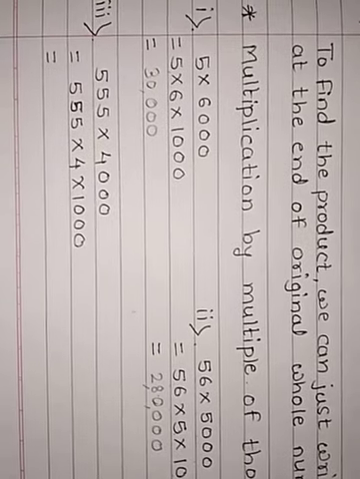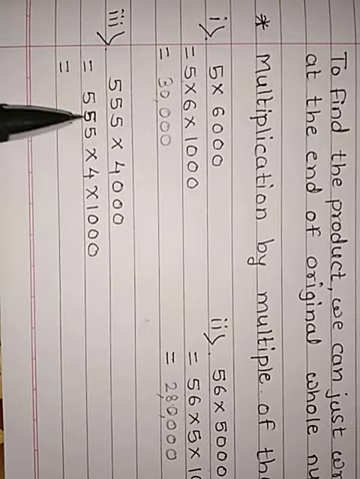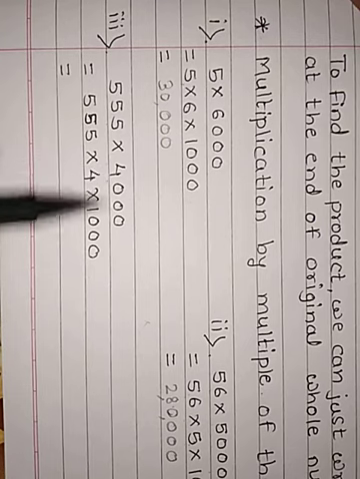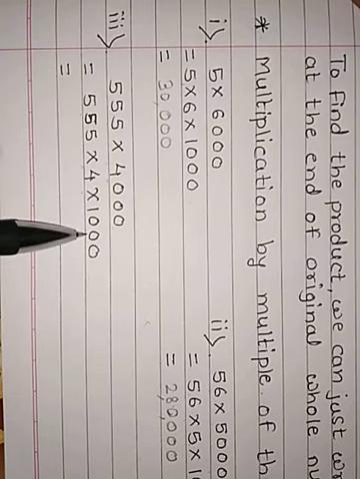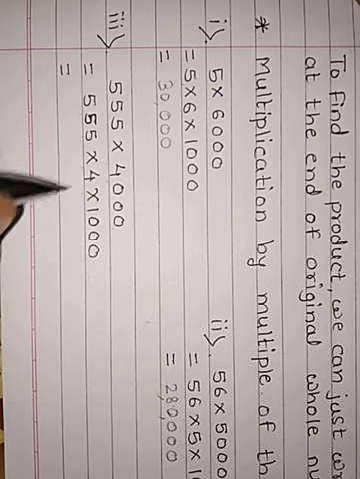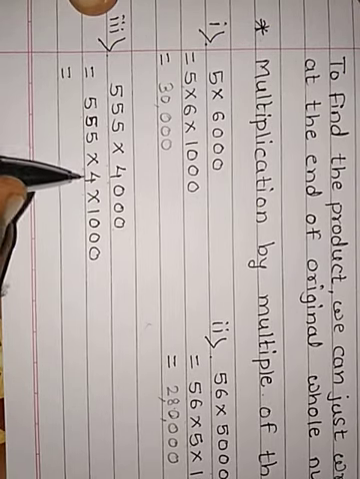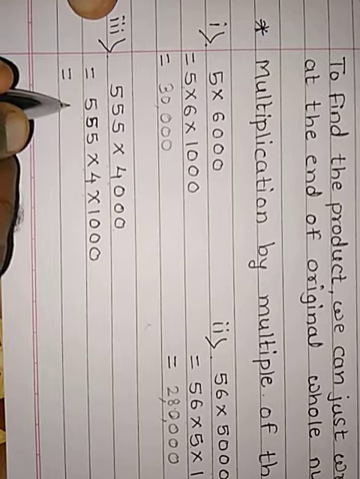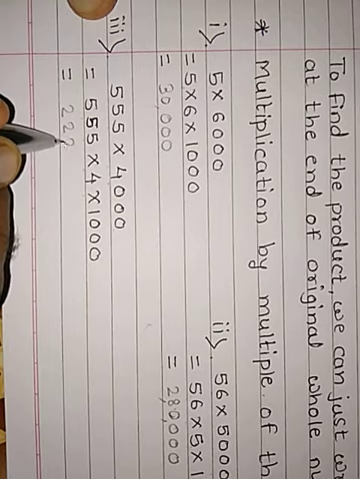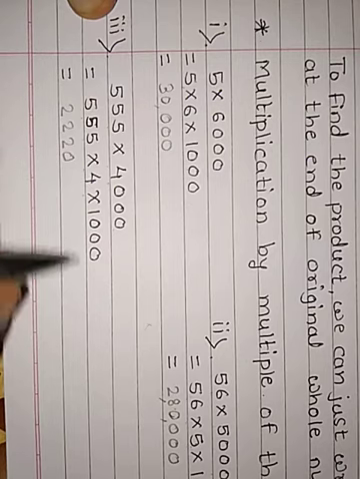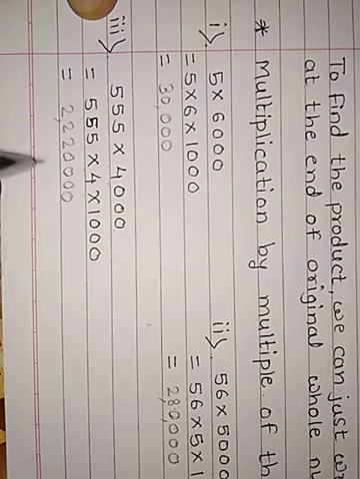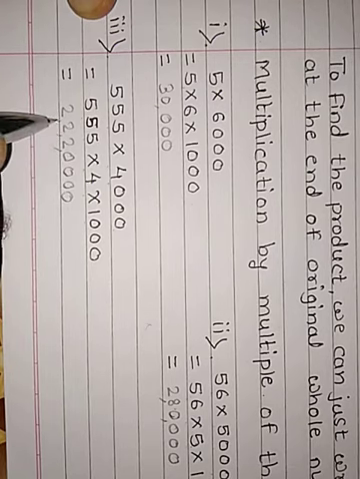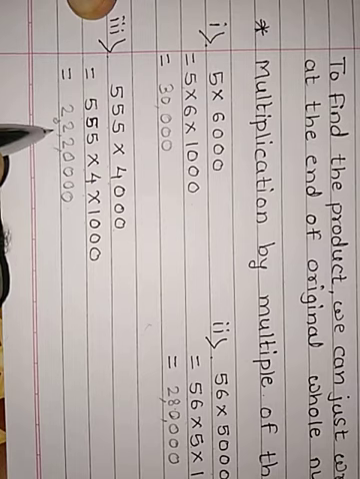Now the next example, 555 multiplied by 4000. We can write this as 555 into 4 into 1000. When we multiply 555 into 4, we get 2220, and afterwards we write 3 zeros. So the answer is 2,220,000.